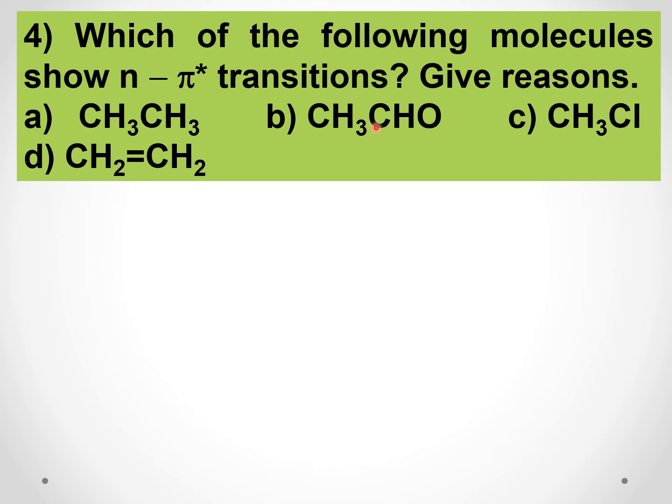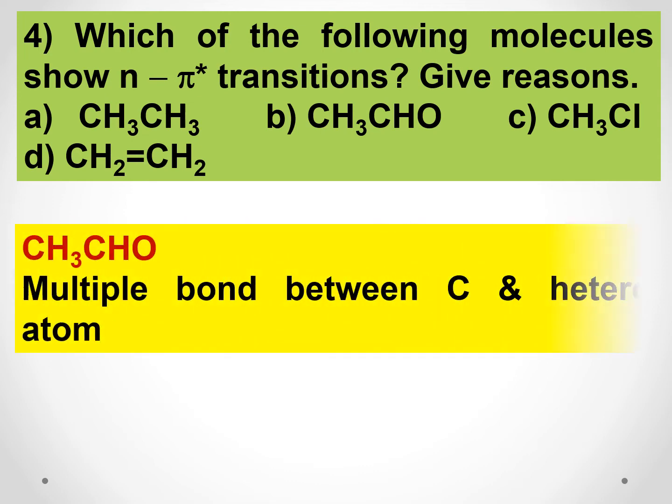This compound contains C double bond O, so it will give the N to pi star transition. So this is the answer. CH3CHO, acetaldehyde, will give the N to pi star transition because it contains a multiple bond between carbon and heteroatom. So this is one important question as far as your exam is concerned.